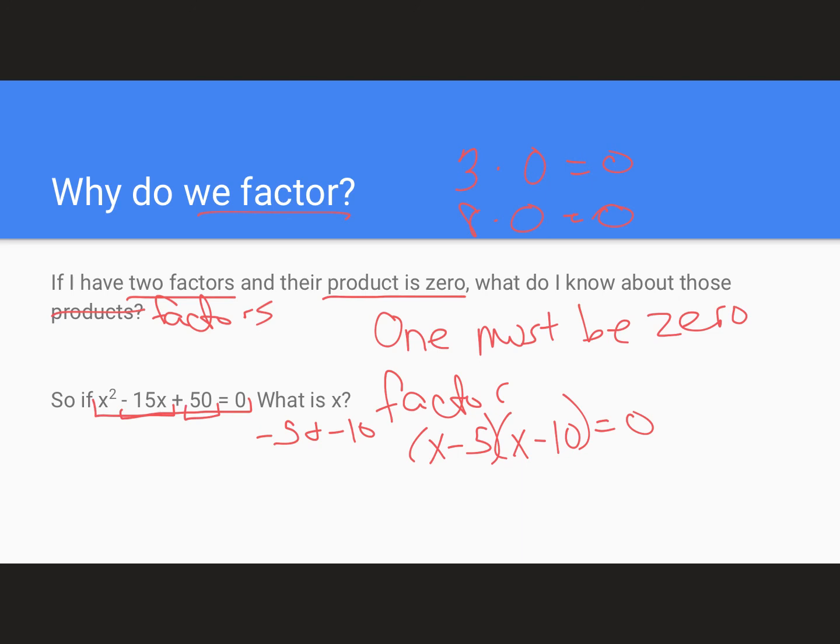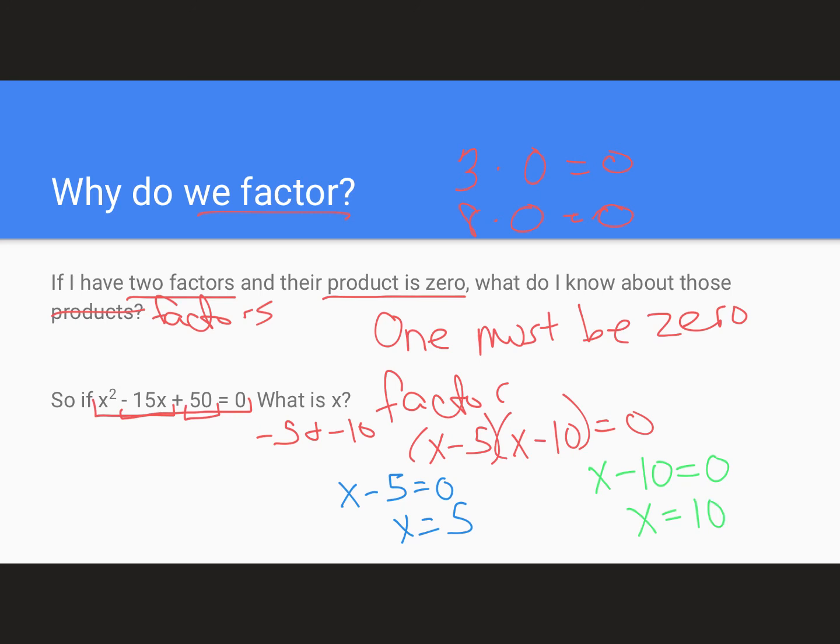Now, since we know that one of these must be equal to 0, I'm just going to set each of them equal to 0. So I have x minus 5 equals 0, and I have x minus 10 equals 0. And I'm going to solve each of these. These are pretty easy equations to solve. x minus 5 equals 0, x is 5. And x minus 10 equals 0, x is 10. We just add the number to both sides.